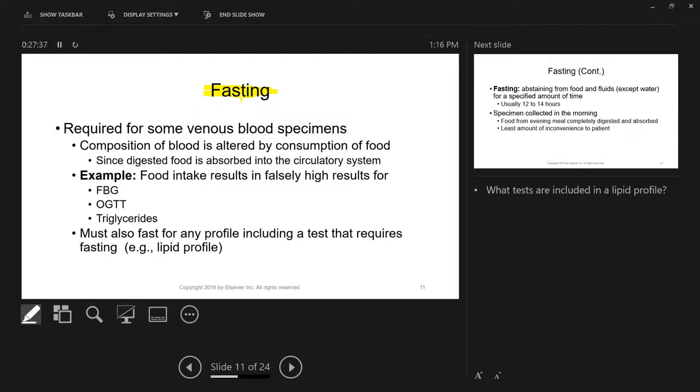So fasting, we'll define fasting on the next slide. Let's say this: it's required for some venous blood specimens. That's one of the most common reasons to fast prior to a test.